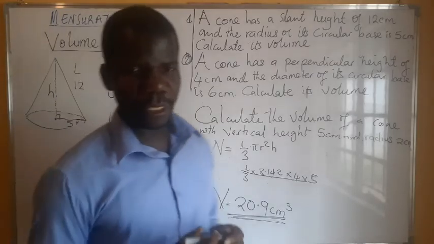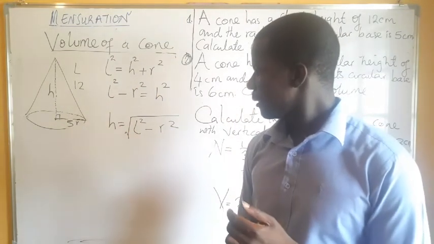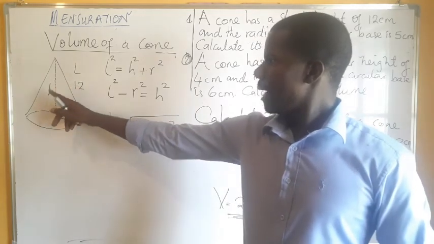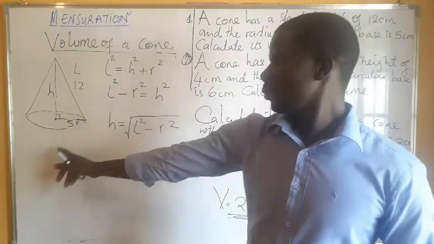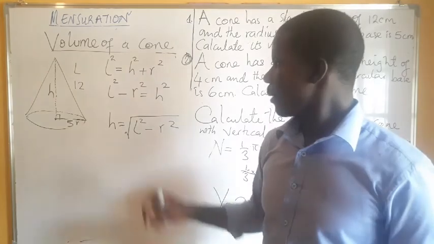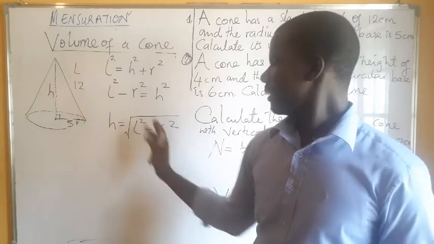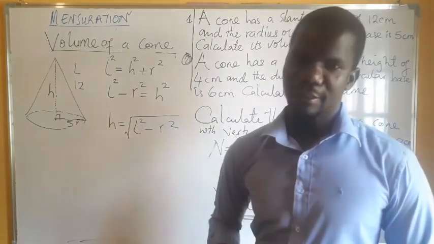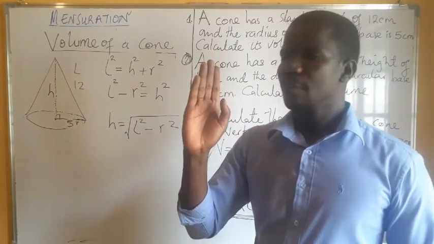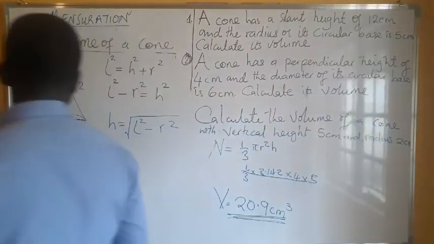There are also times when you can be given the slant height as well as the vertical height, but you do not know the radius, because you need the radius to find the volume. So you are going to do basically the same thing, except that now you are going to be taking h to the other side. Because when we are dealing with volume, we need the perpendicular height and the radius. So if one of those is missing, then we have to find it.